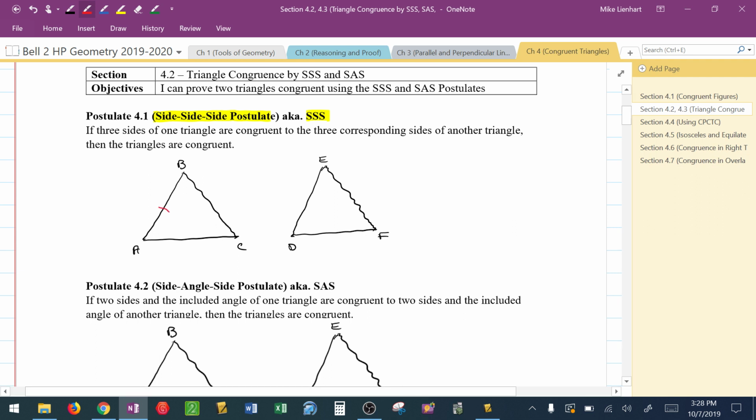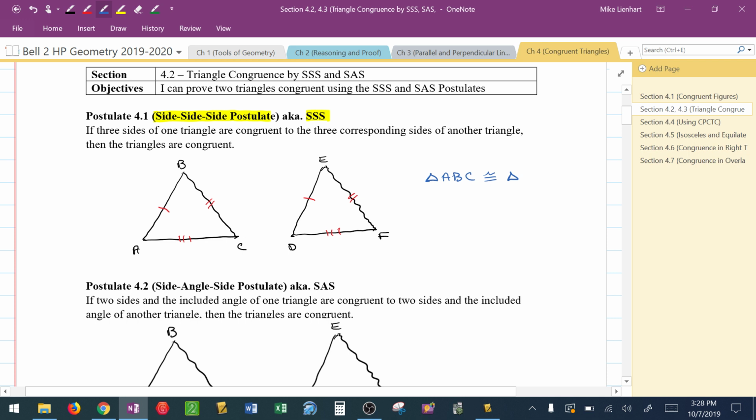If I can show that side AB is congruent to side DE, if I can show that side BC is congruent to side EF, and if I can show that side AC is congruent to side DF, I have three sides of one triangle congruent to three corresponding sides of the other. If this is true, then I can say that triangle ABC is congruent to the other triangle.